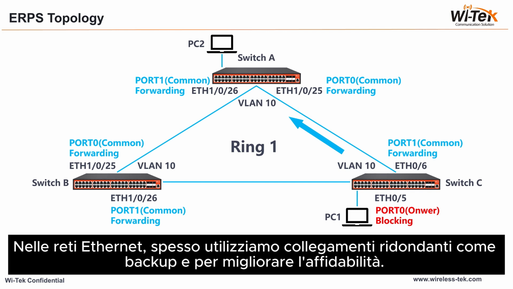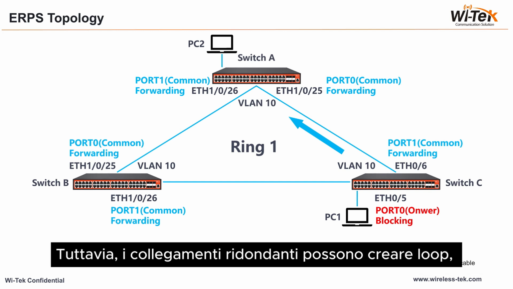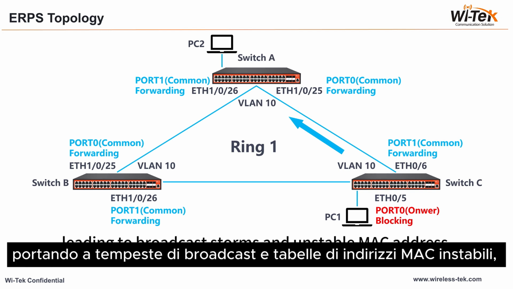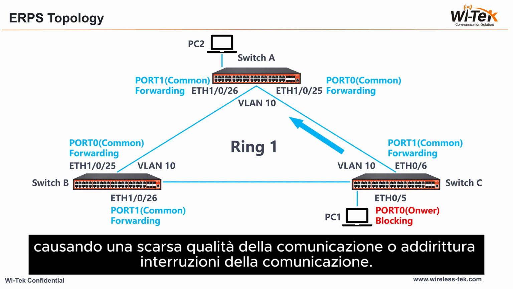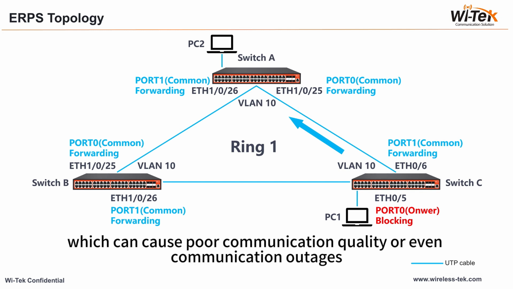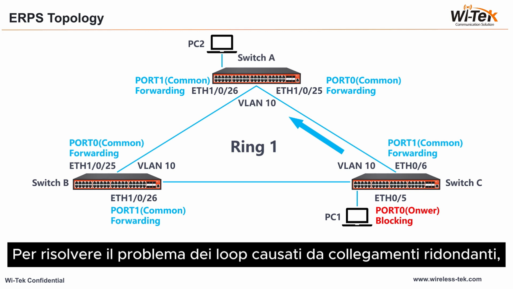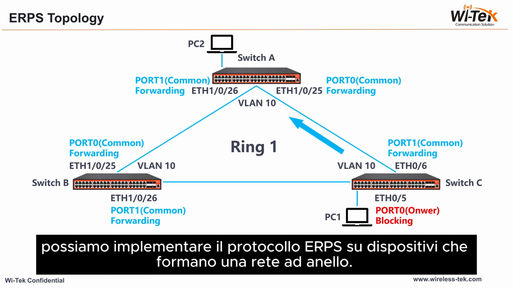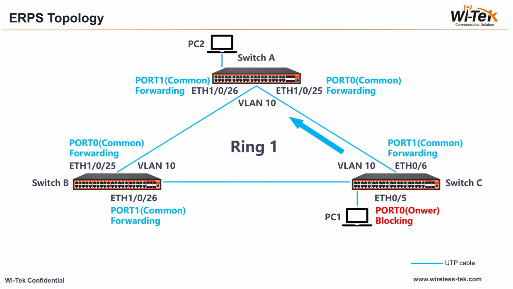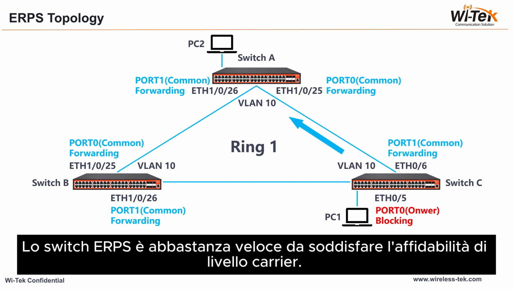In Ethernet networks, we often use redundant links for backup and to improve reliability. However, redundant links can create loops, leading to broadcast storms and unstable MAC address tables, which can cause poor communication quality or even communication outages. To solve the loop problem from redundant links, we can deploy the ERPS protocol on devices forming a ring network. ERPS switches fast enough to meet carrier-grade reliability.